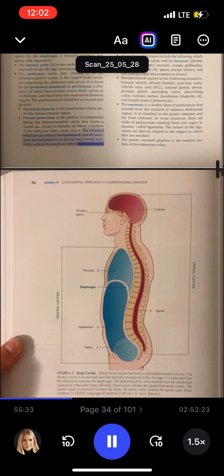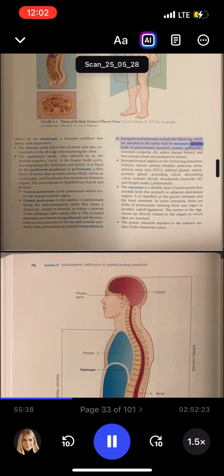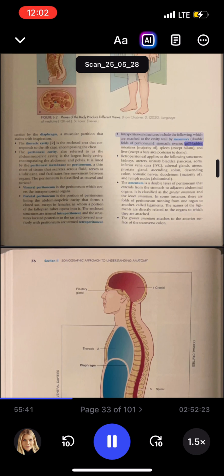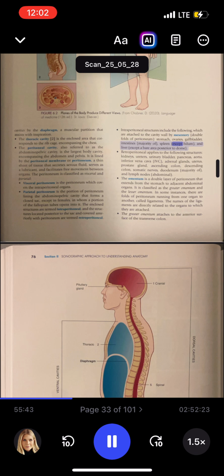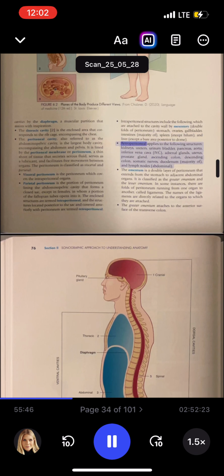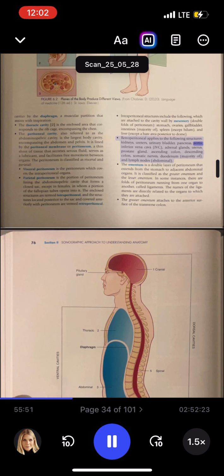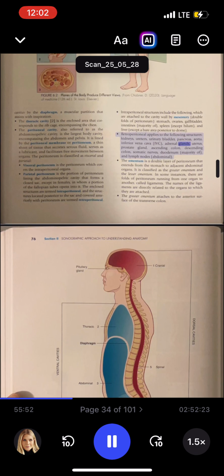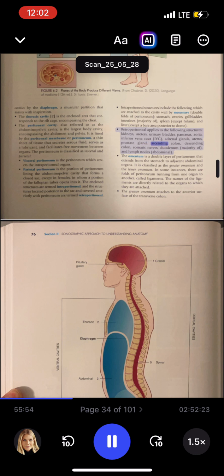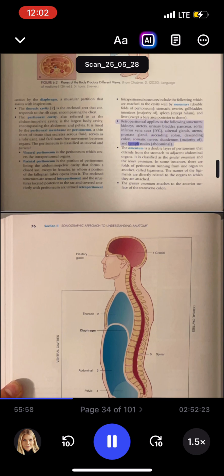Intraperitoneal structures include the following, which are attached to the cavity wall by mesentery, double folds of peritoneum: stomach, ovaries, gallbladder, intestines (majority of), spleen (except hilum), and liver (except a bare area posterior to dome). Retroperitoneal applies to the following structures: kidneys, ureters, urinary bladder, pancreas, aorta, inferior vena cava (IVC), adrenal glands, uterus, prostate gland, ascending colon, descending colon, somatic nerves, duodenum (majority of), and lymph nodes, abdominal.